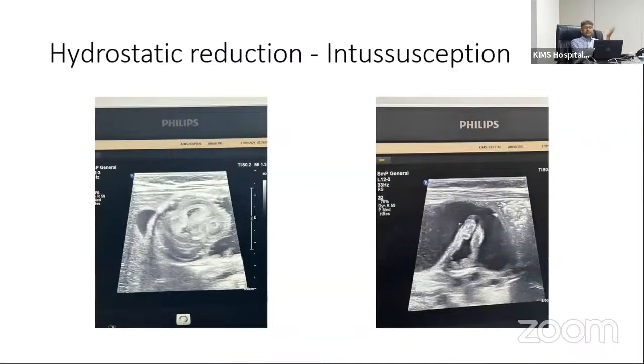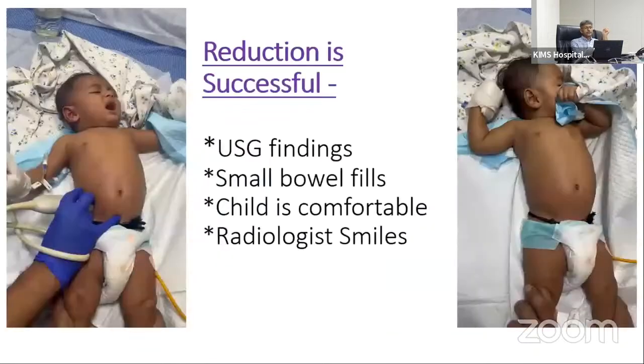For hydrostatic reduction, these are some of the pictures of how it looks during the procedure and after the end of the procedure. On the right side you are seeing the thickened ileocecal valve, across which the intestine has got reduced. This is how a typical reduction looks.